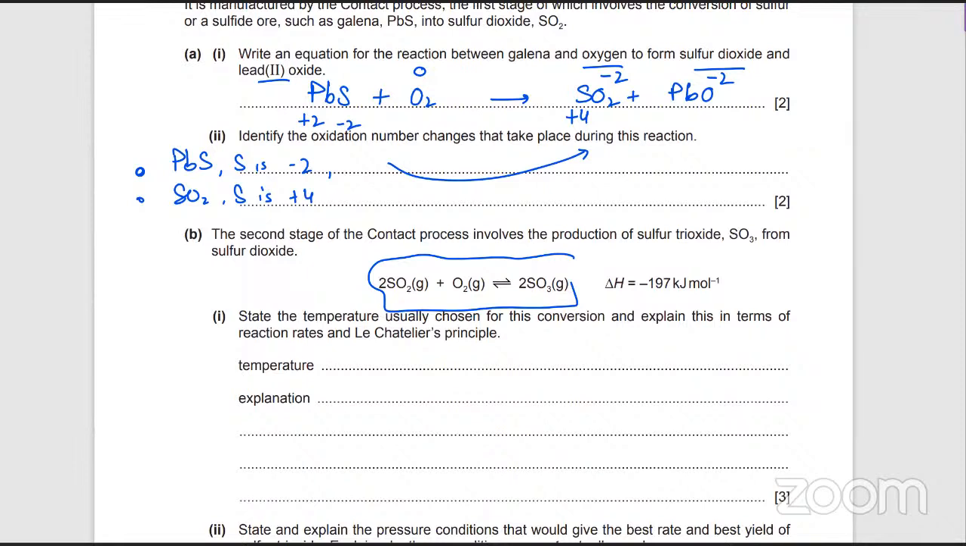Say low temperature or high pressure. ठीक है, state the temperature usually chosen, explain this in terms of rate. हाँ, exact temperature क्या होता है पहले ये बताओ. 450 degrees Celsius, sir. ठीक है, 450 डिग्री सेंटीग्रेड. ठीक है.